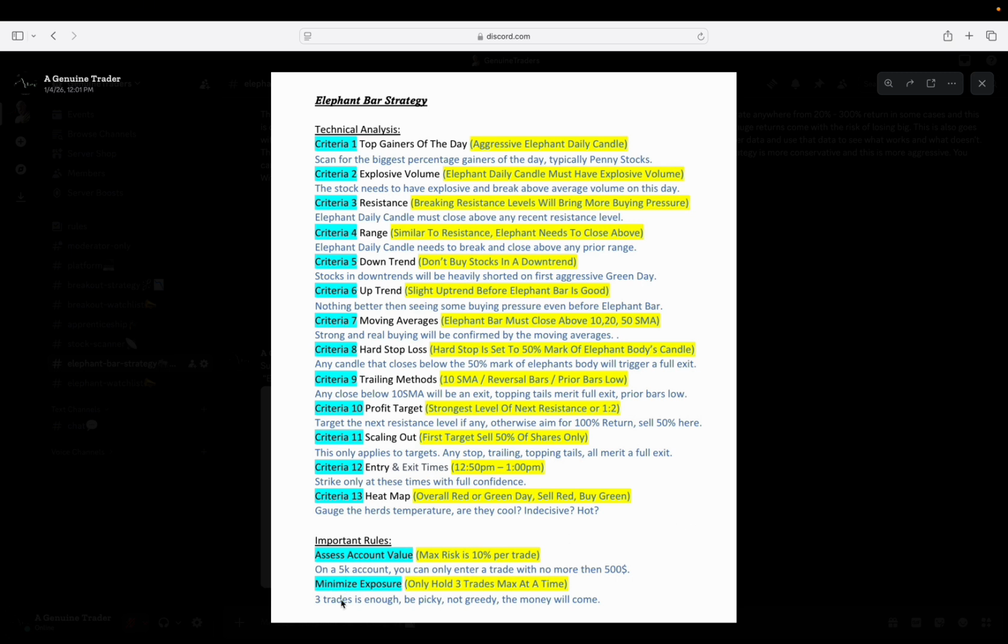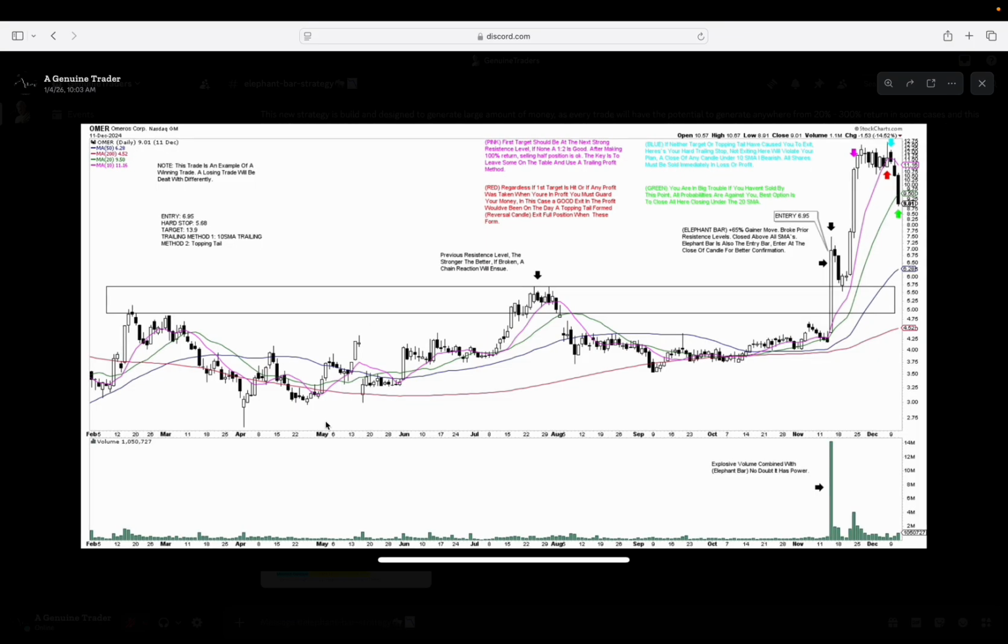Minimal trades exposure, 3 trades is enough. Be picky, not greedy. I'm not doing this simply because I'm only gathering data right now and seeing what works and what doesn't. But this is something that is definitely going to need to be implemented again as my strategy matures. So that's the strategy right there, and this is an example of the strategy here.